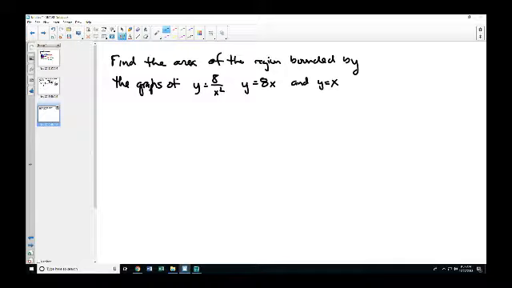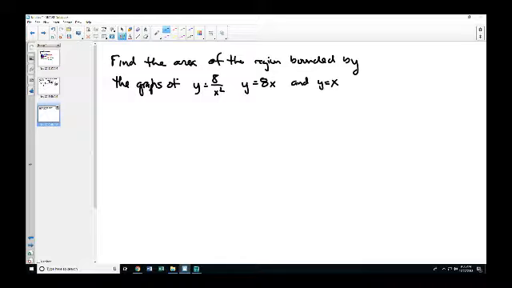Okay, what do you do? See which one's on top. Or which ones? Well, isn't the y equals x just a bound? It's a boundary of the region. So you kind of have to have an idea what this looks like. You don't have to, but it helps a ton.